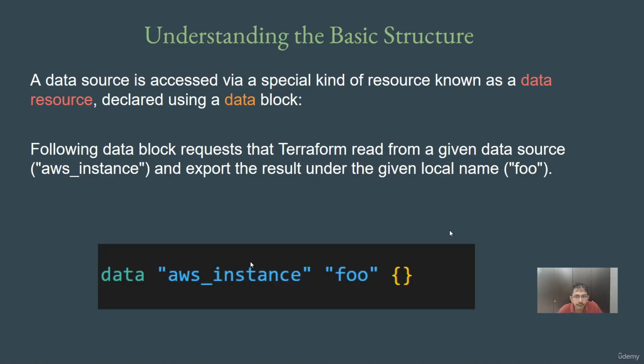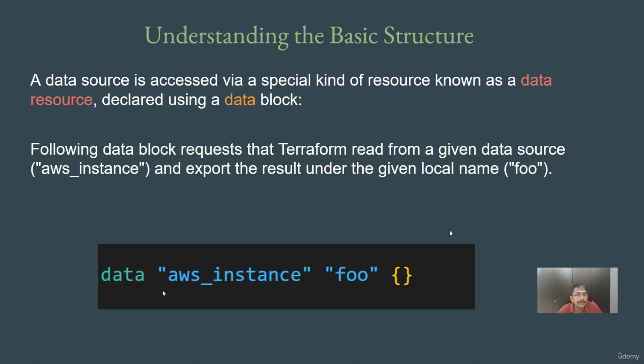It fetches the information about the EC2 instance that is running in your AWS environment, and it will export it to the local name of foo. So whenever you're using outputs or something, you'll have to specify data.aws.instance.foo to fetch the appropriate information about the EC2 instance that is being fetched as part of this block.